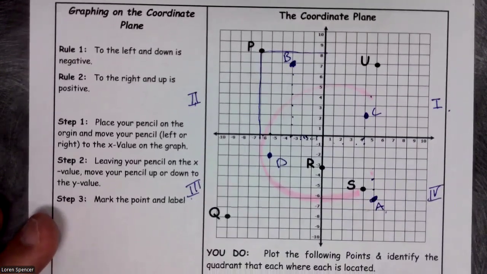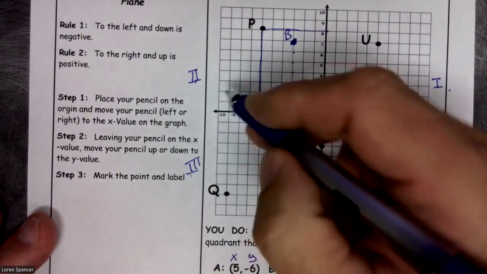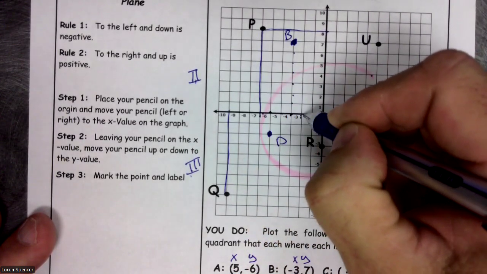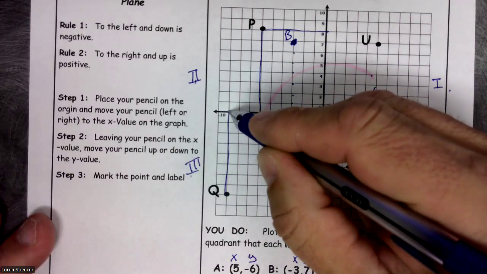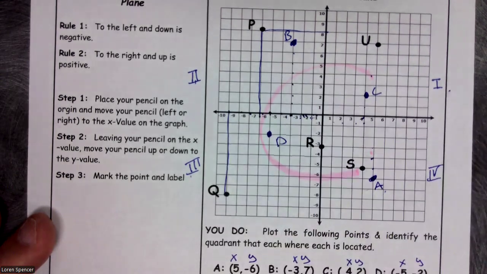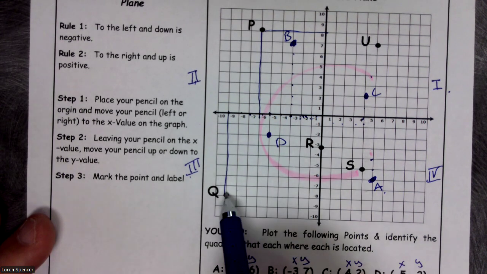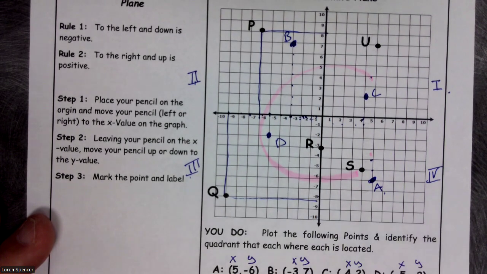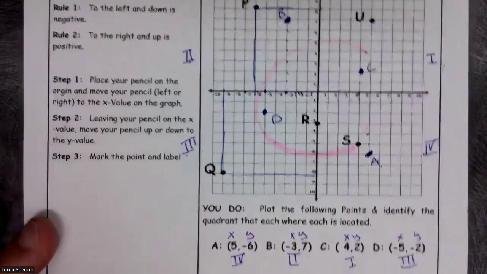The next one it asks for is Q. So with Q, we're going, all right, negative 1, negative 2, negative 3, negative 4, negative 5, negative 6, negative 7, negative 8, negative 9. So negative 9 in the X direction. And in the Y direction, we're at negative 8. And I can look at this and go, oh, this is quadrant 3.